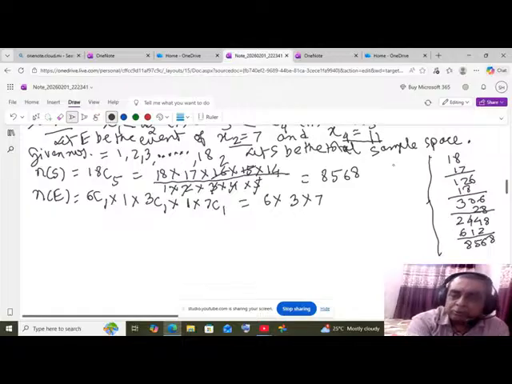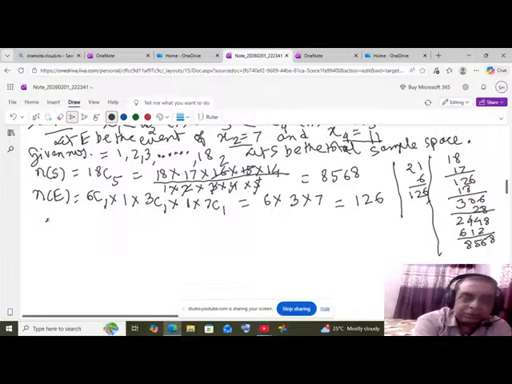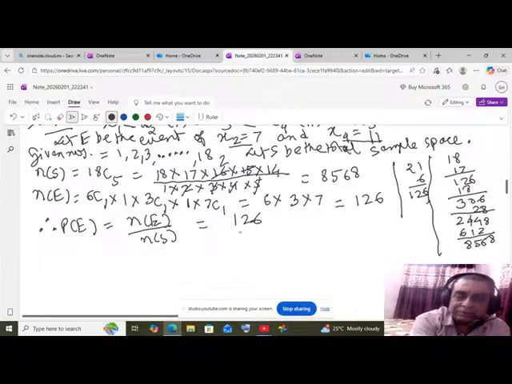Now multiply all these numbers. So 3 times 7 is 21, times 6 is 126. So the event E can be performed in 126 ways. So what is the probability of the event? P(E) is n(E) upon n(S). Okay, so right here n(E) is 126, and n(S) is 8568.